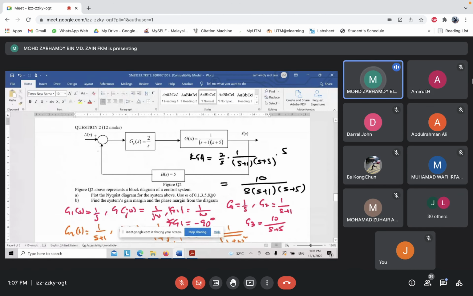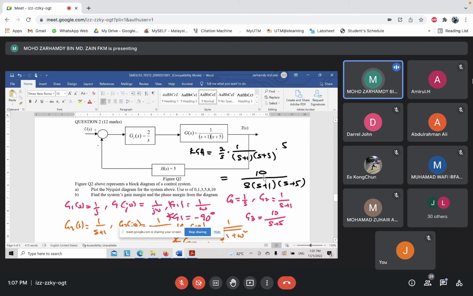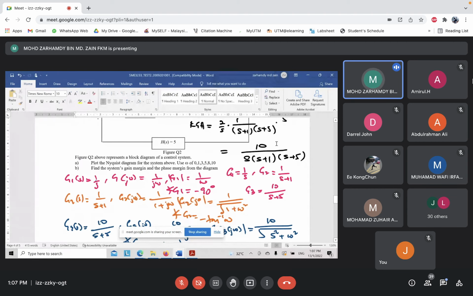Now if we look here, you need to multiply all the block diagrams. This block diagram represents G, this represents G, this represents H, right? So now you need to multiply them all. Multiply this by this, multiply by this. Then you will get this transfer function, the open loop transfer function. This is our system, the open loop system. So from here you can work out your own strategy.